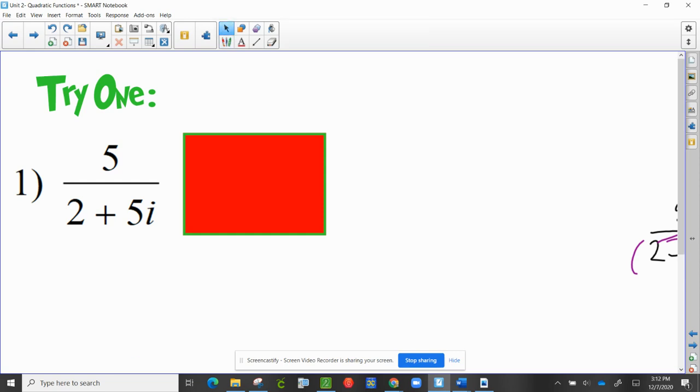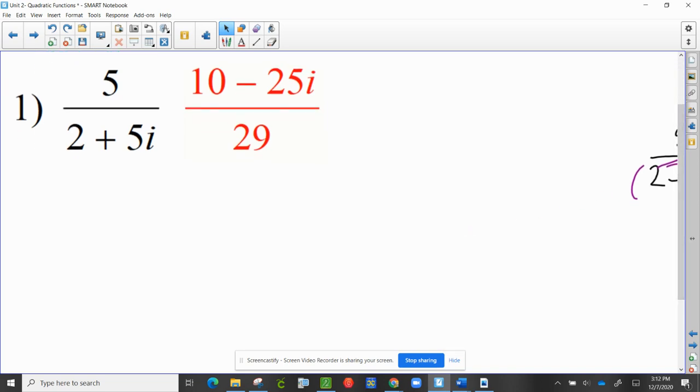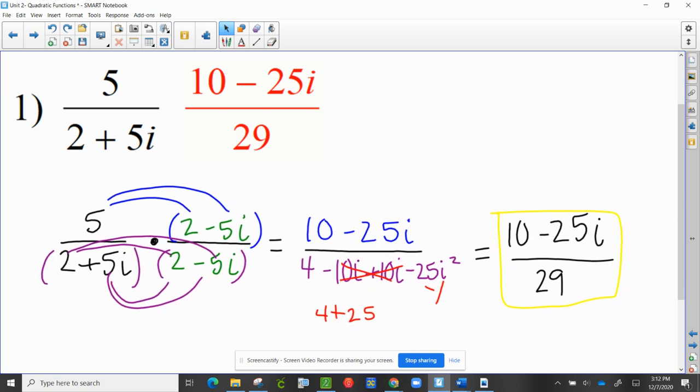Okay, so here's the answer if you did everything correct. It's 10 minus 25i all over 29. So here's my work for this. So I had my conjugate, 2 minus 5i. I multiplied that by top and bottom. So on top, when I distributed it, I got 10 minus 25i. On the bottom, when I FOILed that out, the middle terms ended up canceling. So I ended up with 4 minus 25i squared. That i squared changes to negative 1, flipping it to plus 25. So 4 plus 25 is 29.